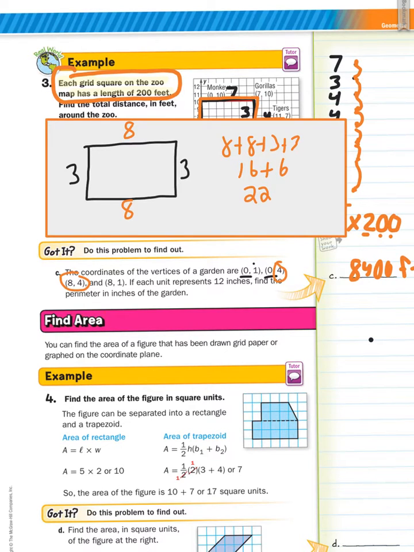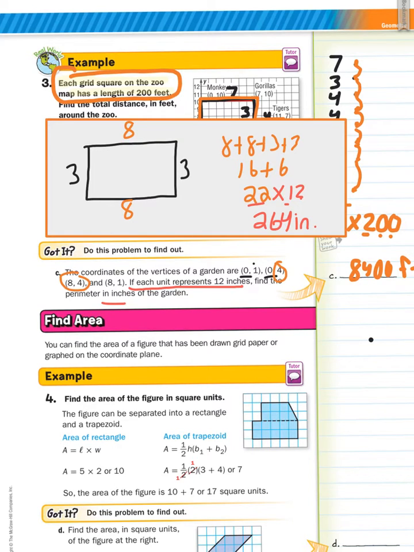But remember, that is not your final answer. Did you remember here? It said each unit represents 12 inches. What is the perimeter in inches? So you have to take that 22 and multiply it by 12. Let me see if I can do some mental math because I don't have a calculator. 22 times 10 is 220. 22 times 2 is 44. So 220 plus 44 should be 264 inches. Hope I didn't mess that one up, so let me know if I did.